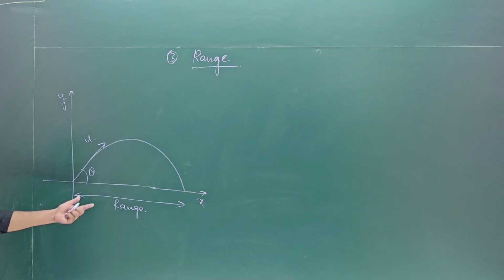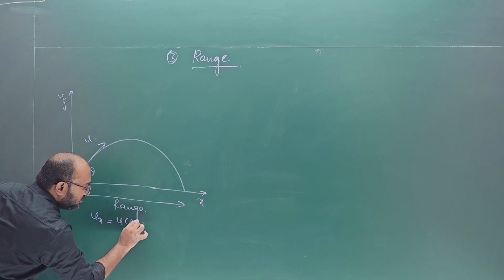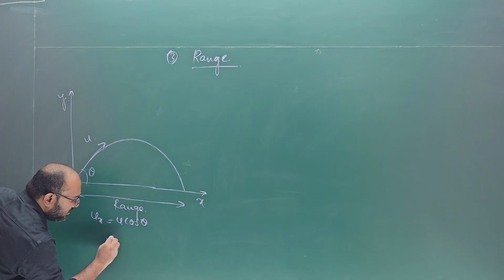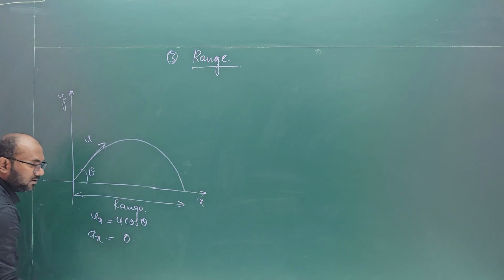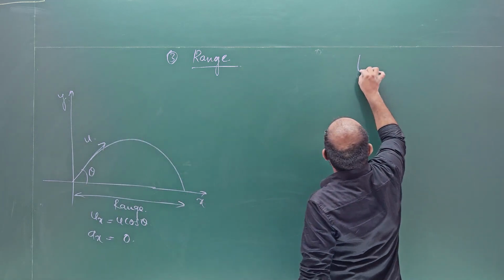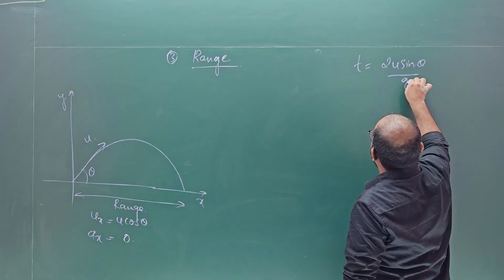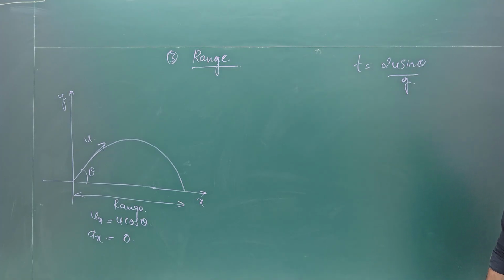Yes or no? If this is your range, and we already know that ux is what? U cos theta. Here the velocity remains constant because acceleration is what? 0. Do we know the time value? Yes, we know the time value. The time value is represented by 2u sine theta upon g. Yes or no?